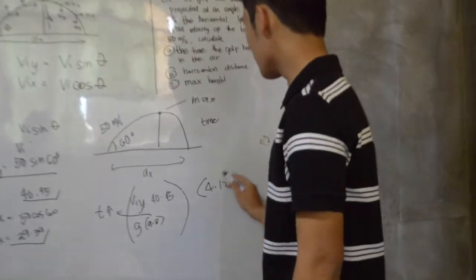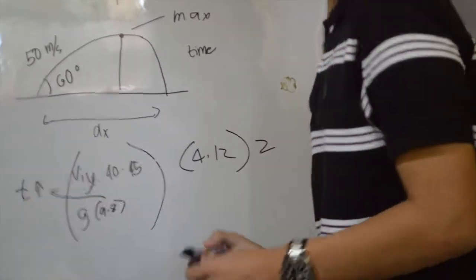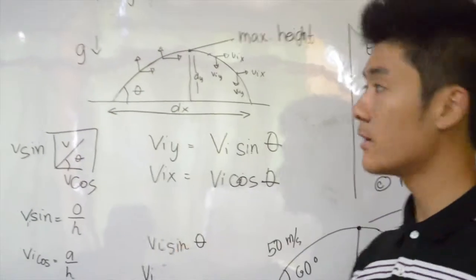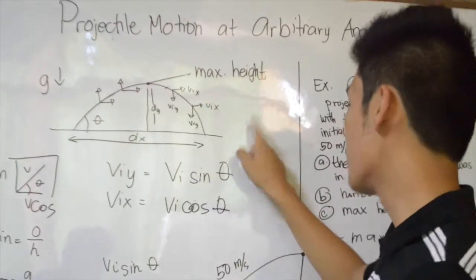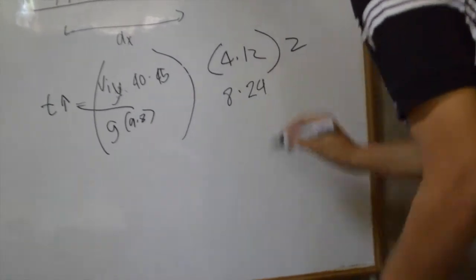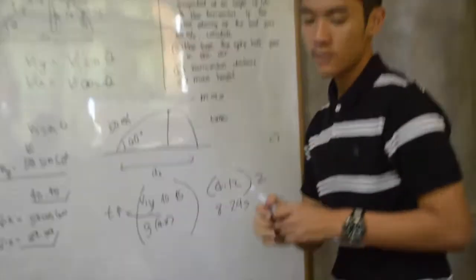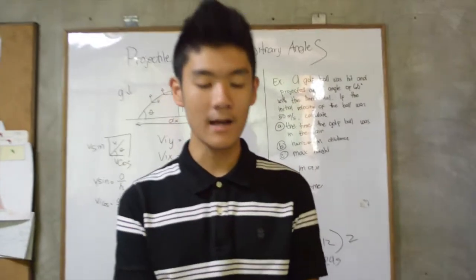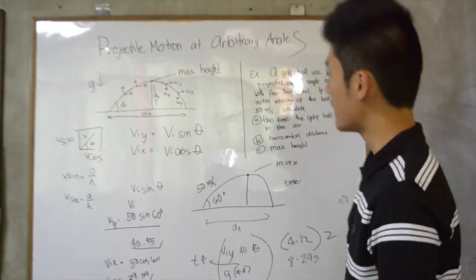So we're going to multiply it by 2, to get the time the object covered from the ground to its maximum height and back to the ground. So it will be 8.24 seconds. Now that we computed the time, we can compute the horizontal motion of the ball.